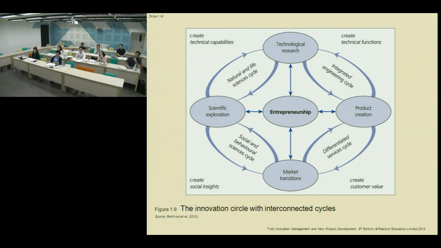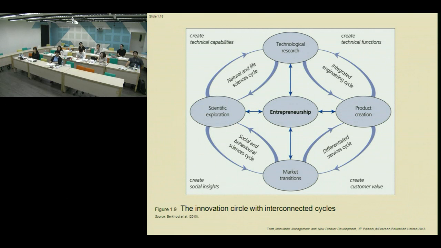Can you think of a good example where product creation has led to market transition? iPhone. Before iPhone we had Nokia. Everybody used to have a Nokia. But a new product transformed the market. From just phones, we then had smartphones. And then we have the differentiated services circle. For example, with a Nokia you could just talk and text. With an iPhone you can do everything. Even start the washing machine.